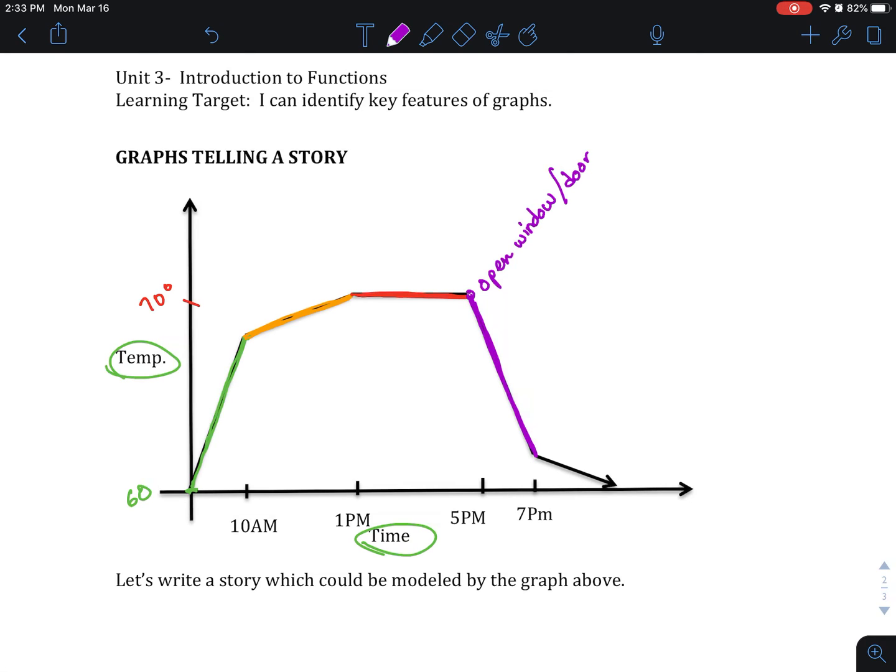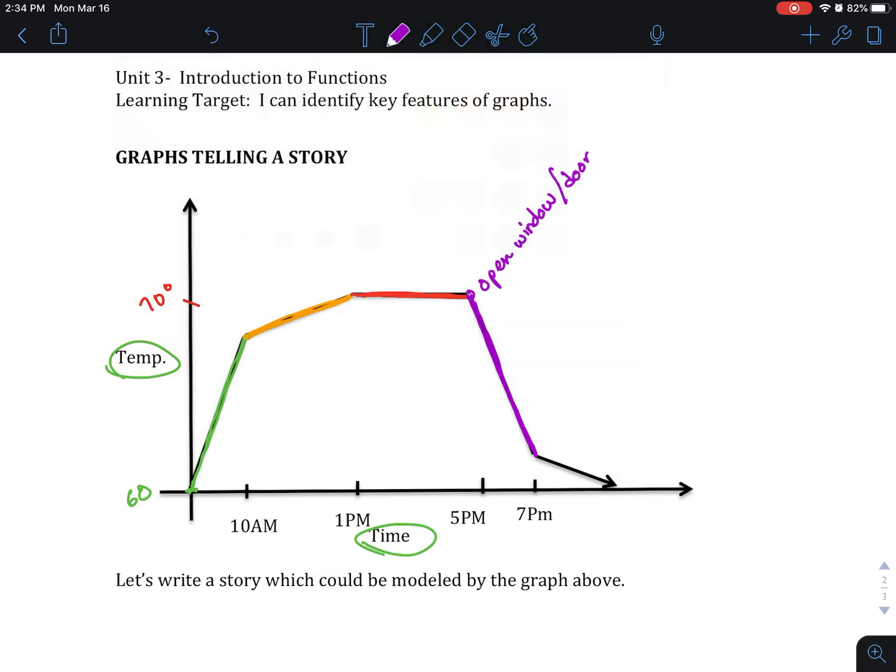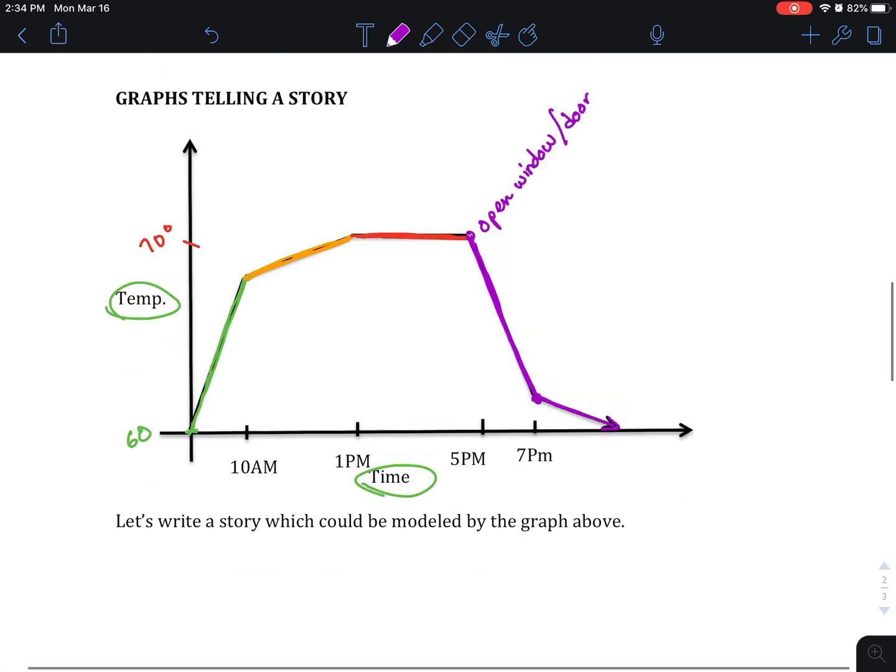And then at 7, we realize, hey, the door is open, so we're going to close the door at 7 o'clock, but the temperature is still going to decrease at a much lower rate through the evening. So again, we can tell the story of what's going on with temperature over the course of a day just by looking at what's actually going on in the graph. And remember, the steeper the line, the quicker the change.